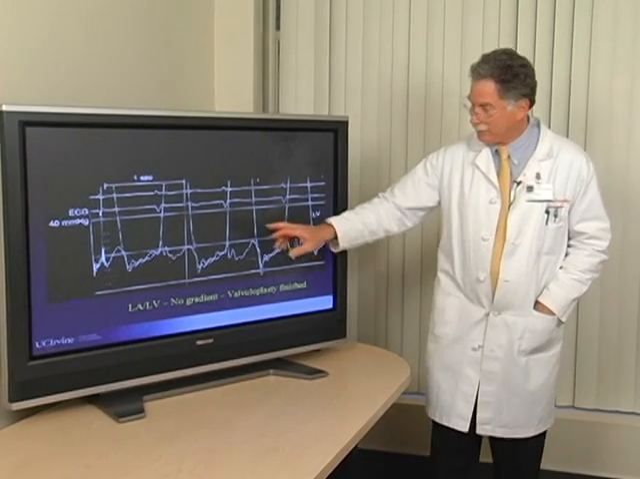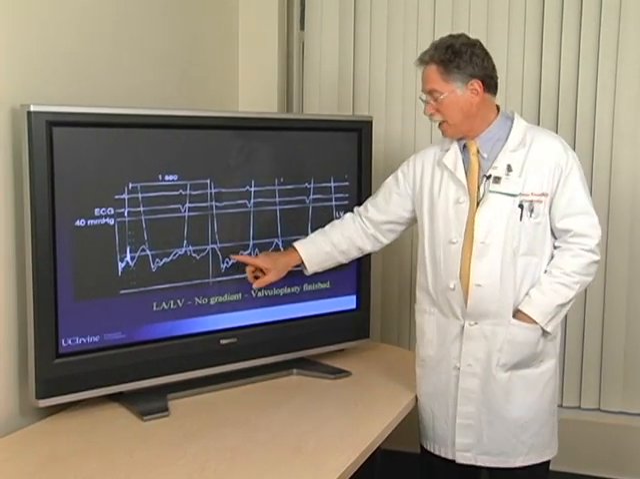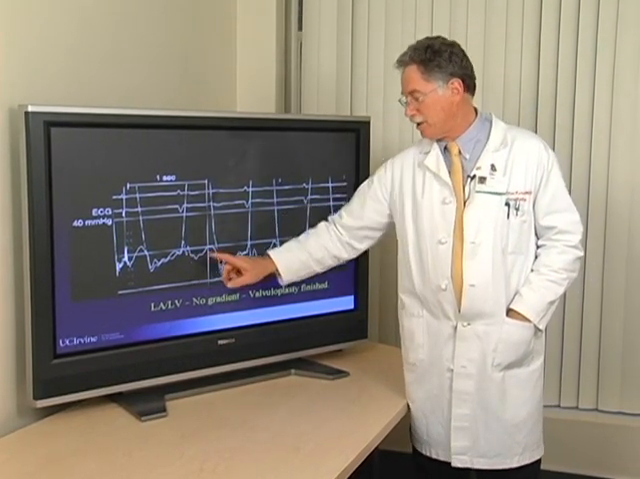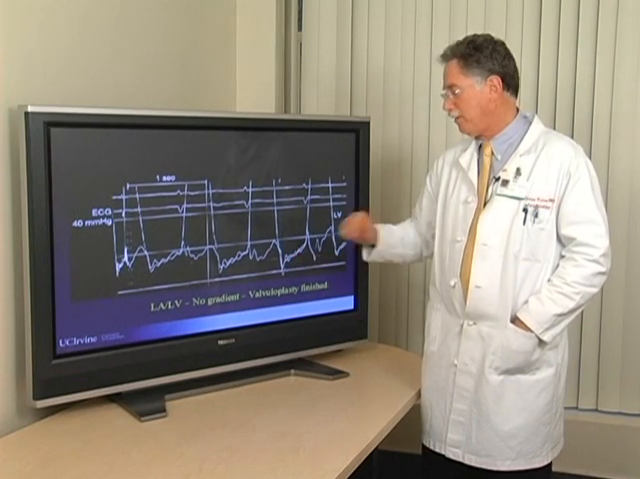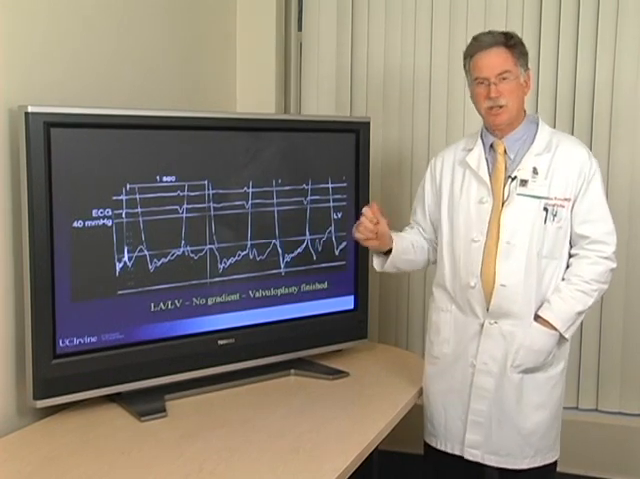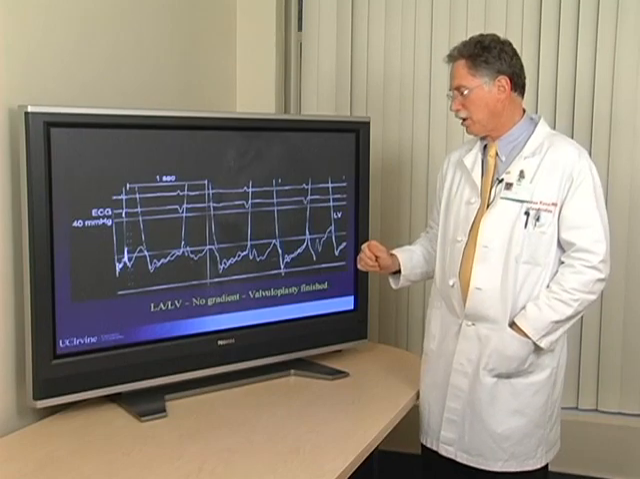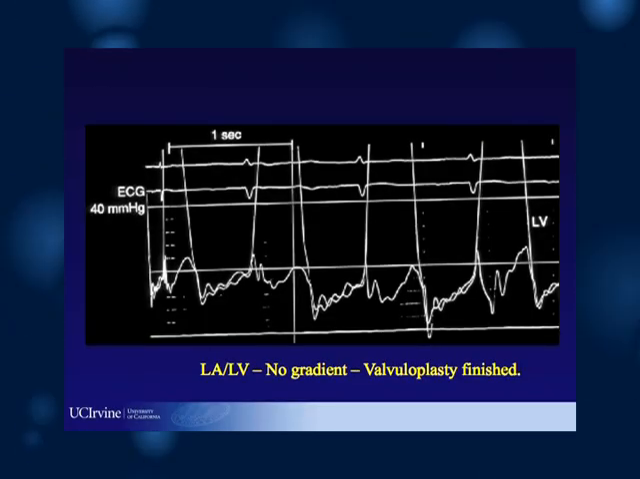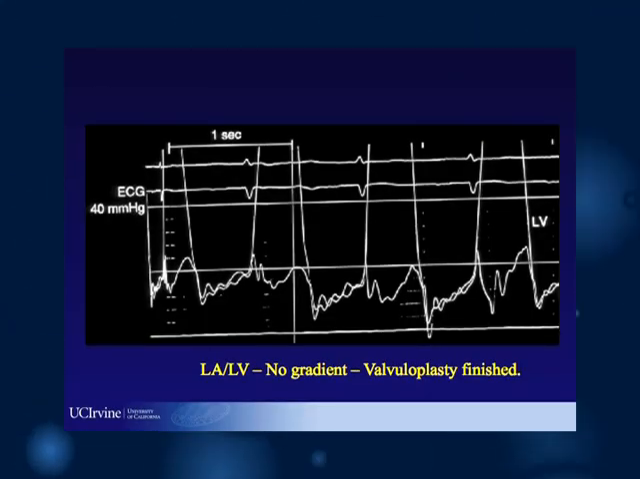When we put the left atrial pressure back up against the LV, we see that the gradient is completely gone, and we have a very successful result that we would not have appreciated had we just used the wedge pressure alone. So good hemodynamics make for a good procedure.